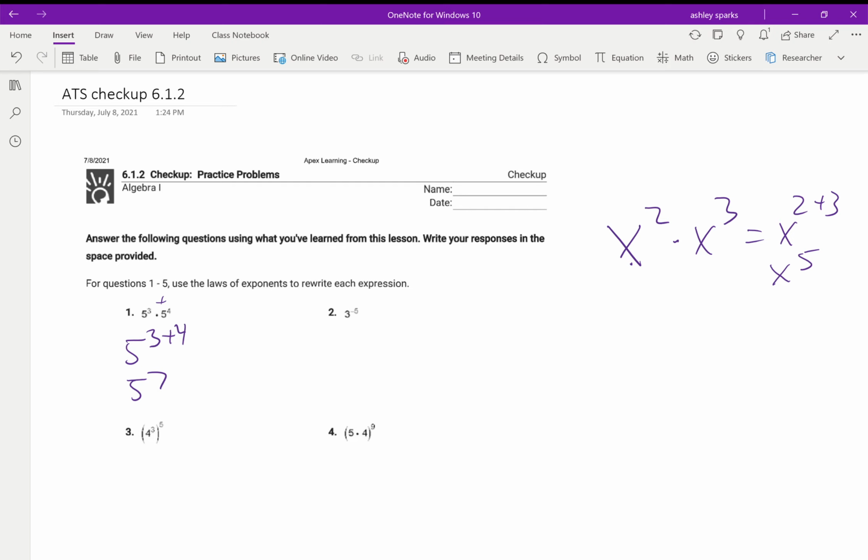When you see something that is to a negative exponent, what happens is it flips to the bottom of a fraction and becomes positive. So for instance here, we have 3 to the negative fifth. I'm going to put a 1 on top, bring down my 3 to the fifth.